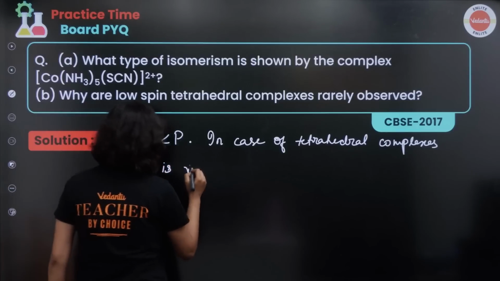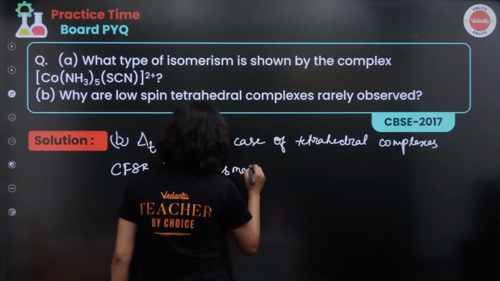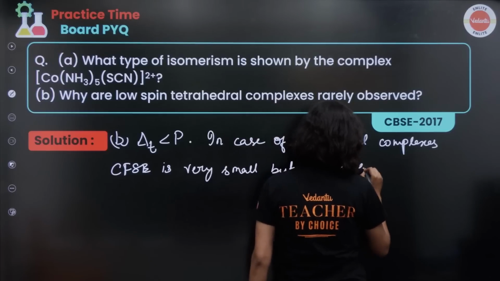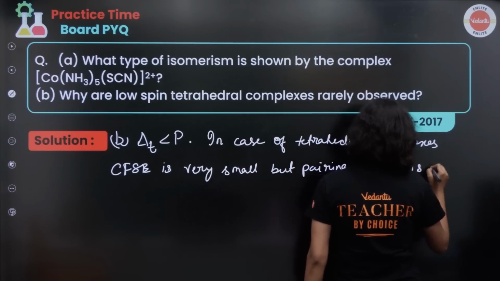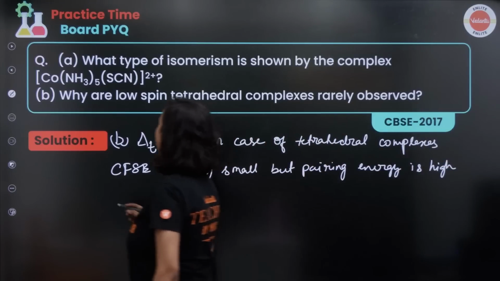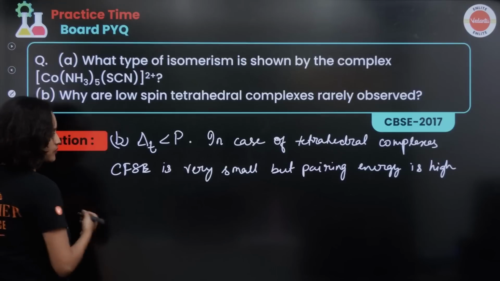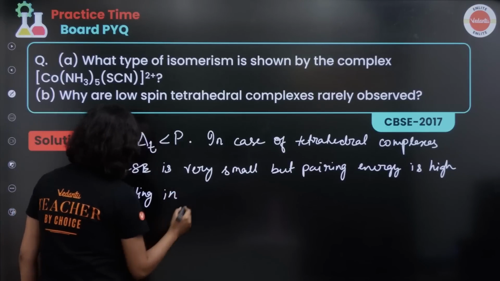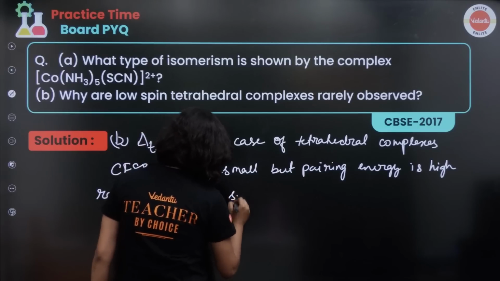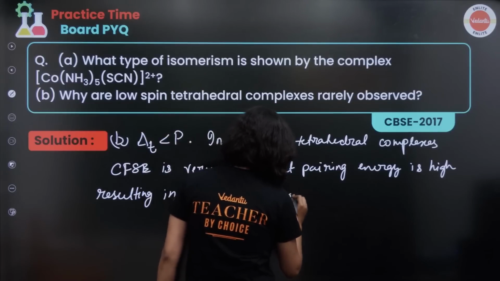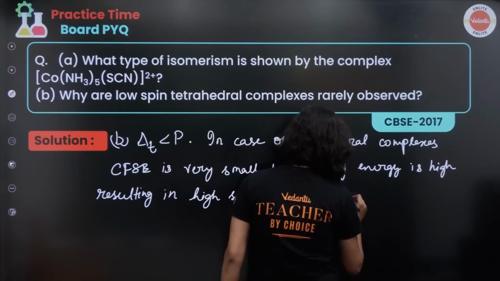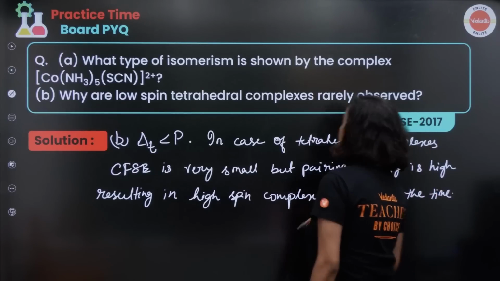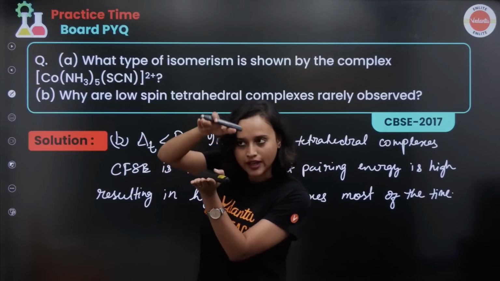In case of tetrahedral complexes, the CFSE is very small, but pairing energy is high, resulting in high spin complexes most of the time. Let's understand this. The gap is so small.